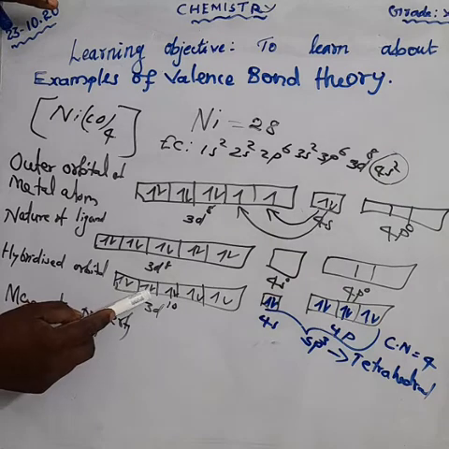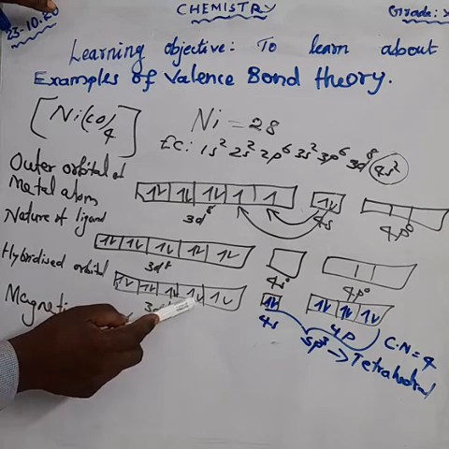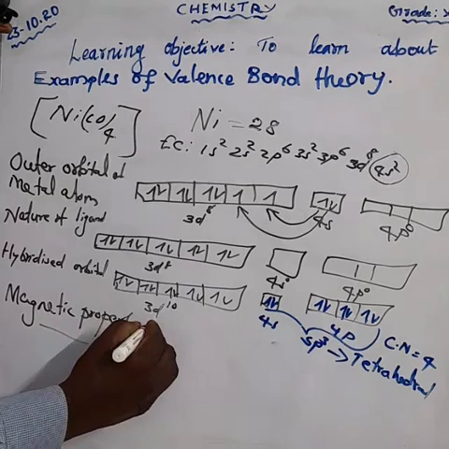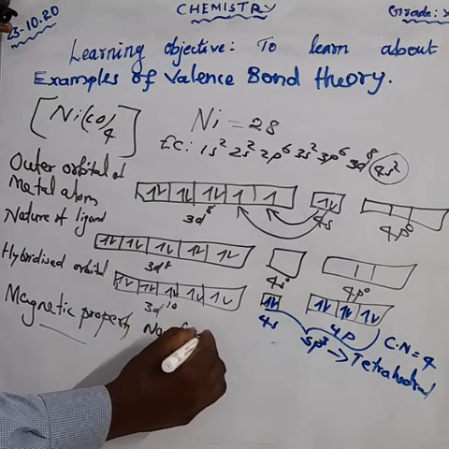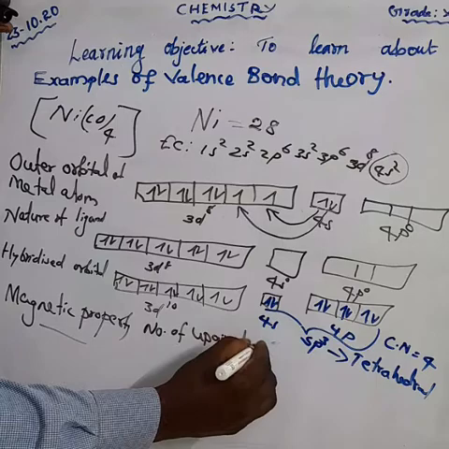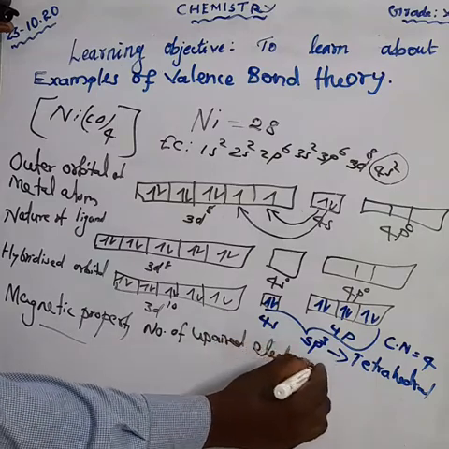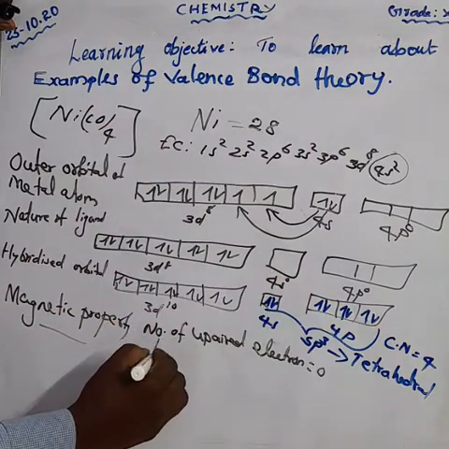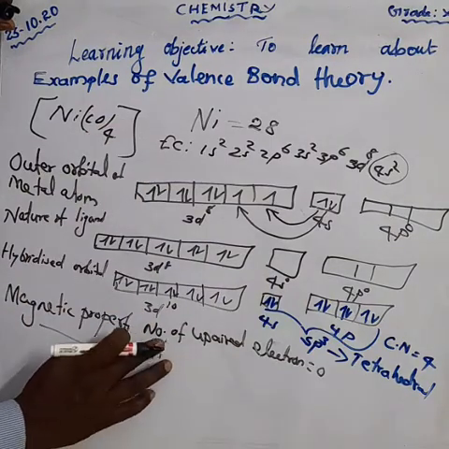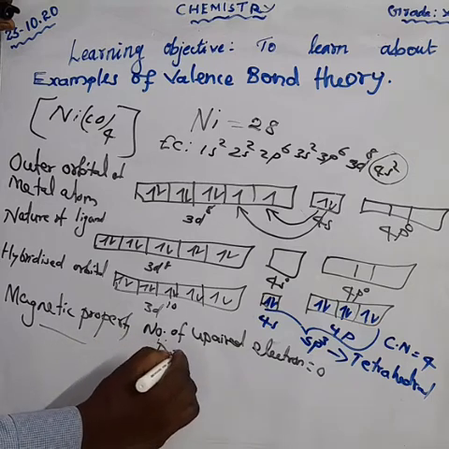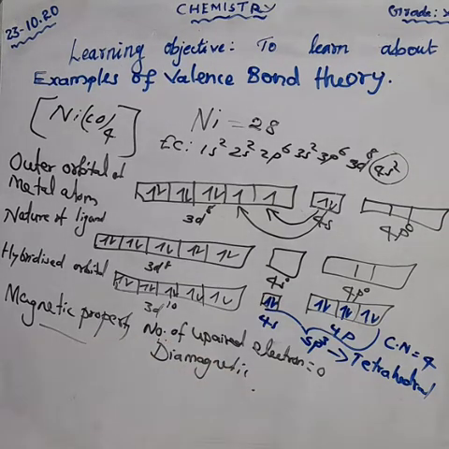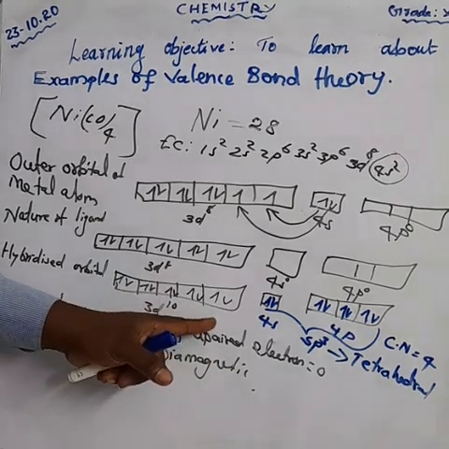Paired, paired, paired, paired. The other ones are all paired electrons. So the number of unpaired electrons is 0. Unpaired electrons is 0, hence it is diamagnetic. Why is it diamagnetic? Because all electrons are paired.